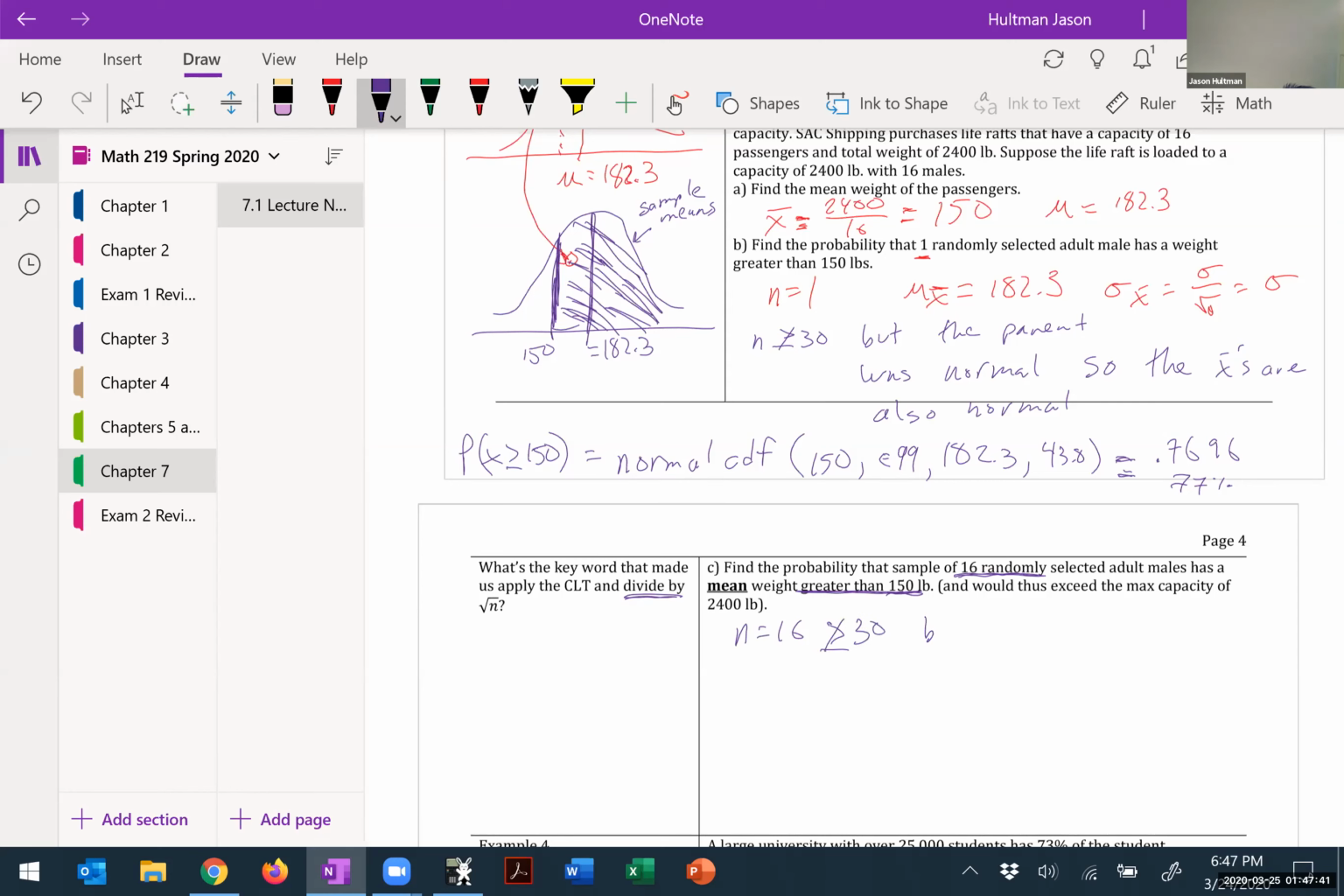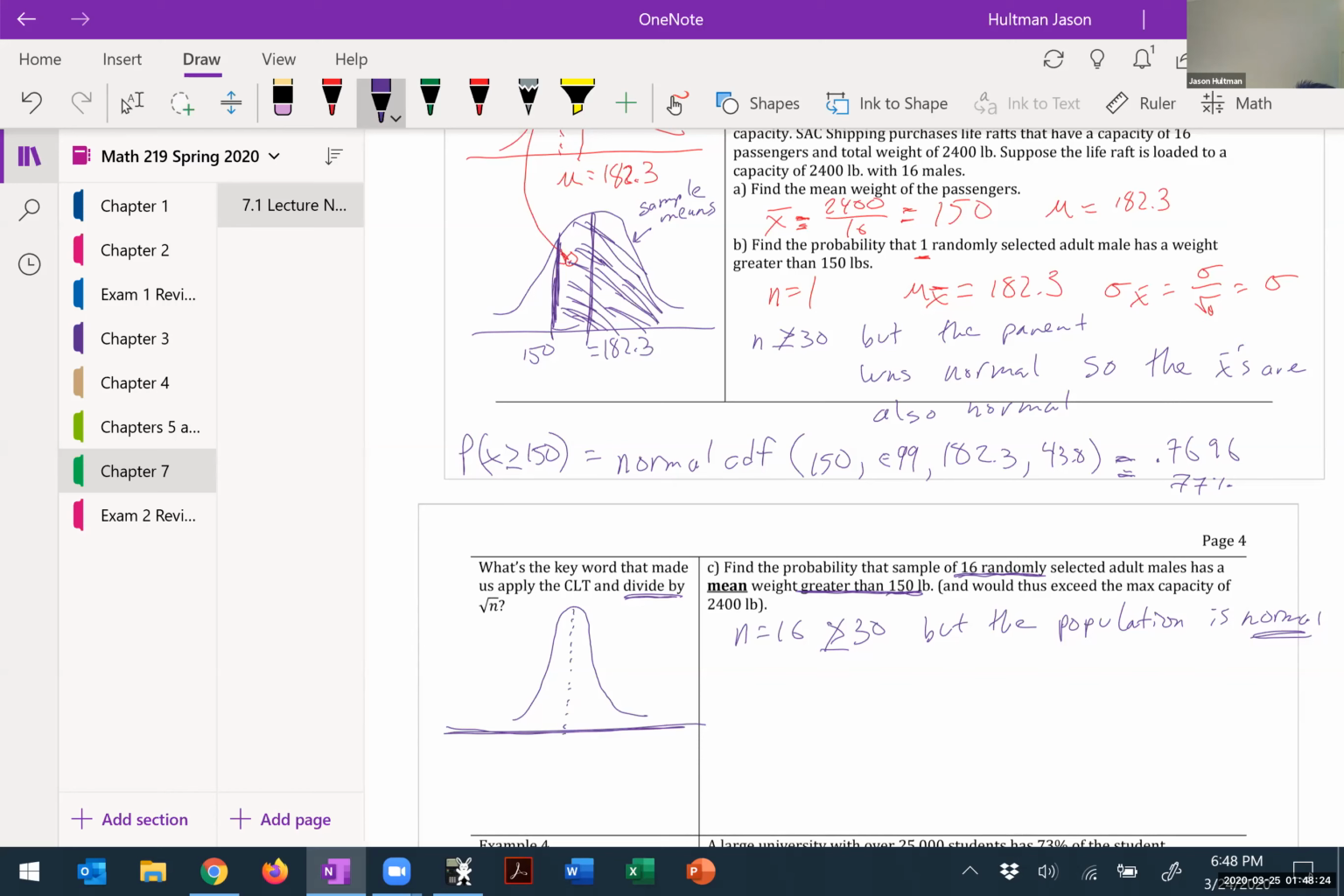But again, the population distribution is normal, and so I can still use the central limit theorem to say that this is going to be approximately normal when I take the distribution of the means. So if we take a sample size of 16, we end up with a similar distribution as before, but it's much narrower.